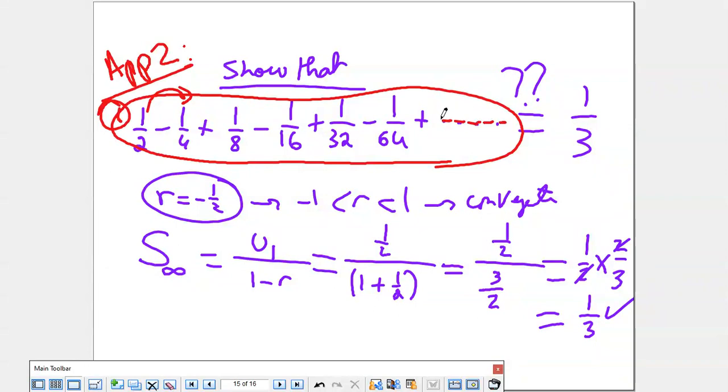If there are no dots here, I cannot use the formula of the convergent. So it's going to be the sum to infinity. The formula is u1 over 1 minus r. What is the first term? Half over 1 minus minus half, 1 plus half. So it gives me half over 3 over 2. So it gives me 1 over 3.